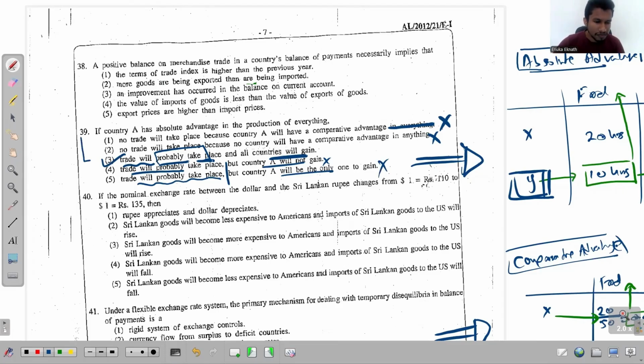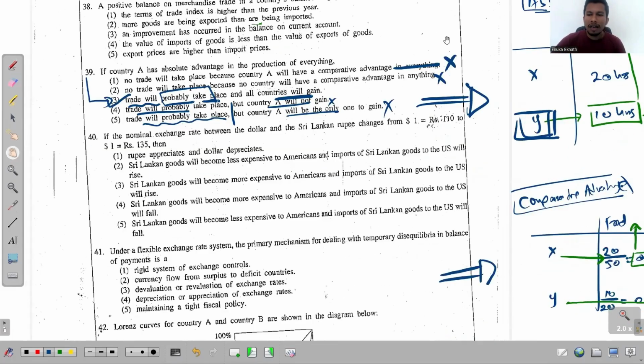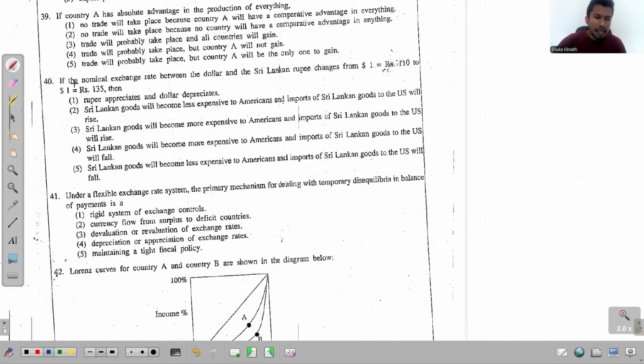So wrong. Right, look at this question number 14. Now it says, if the nominal exchange rate between the dollar and the Sri Lankan rupee changes from, we had a similar question in 2011 paper as well, but wait, so let me write $1 in the first situation, $1 equals rupees 110, and in the second situation, $1 equals rupees 135. So the rupee has depreciated.